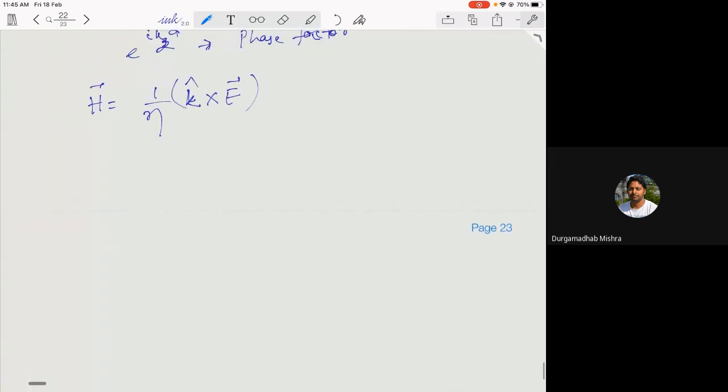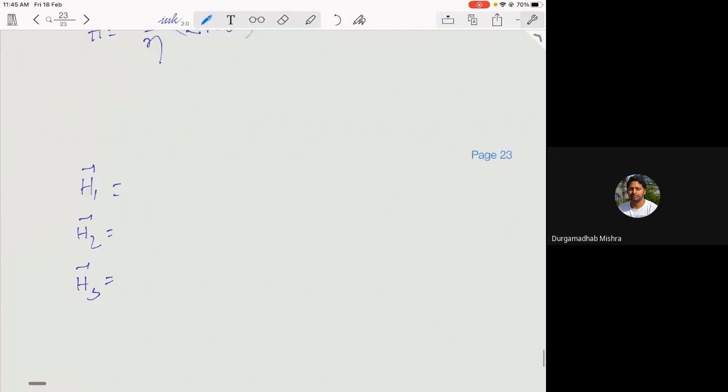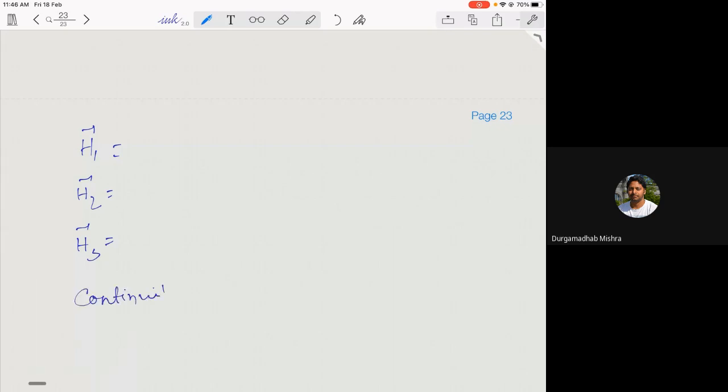So you will write then what is H1, what is H2, and what is H3. Okay. So now what we do is apply the continuity equation at x equal to 0 and x equal to d. So if you do that, you will get an expression.